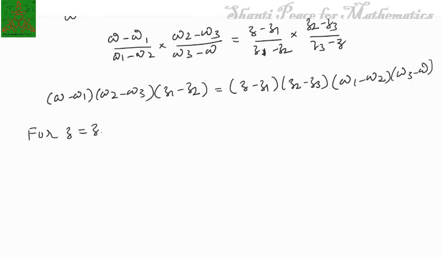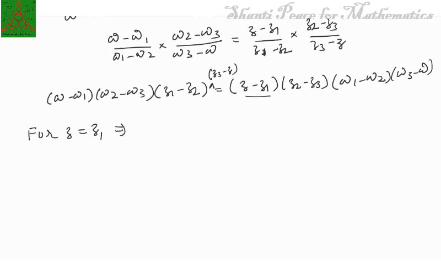Now for Z equal to Z1, what will happen? If Z is equal to Z1, here I forgot one expression, Z3 minus Z. So if you consider Z equal to Z1, then the quantity Z minus Z1 is 0.